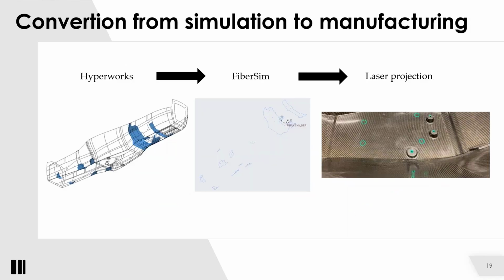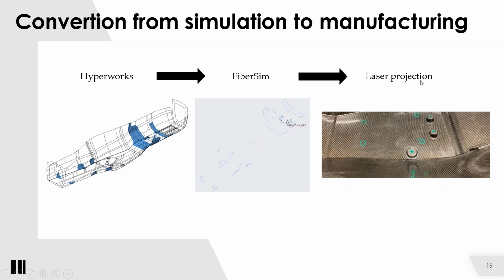After that, we obtain a plywood, which is basically, you can see here the lower half of our monocoque, and where it's colored blue, we need to lay carbon fiber. We do different views for every layer. We export them to FiberSim. By now, there's also this function in HyperWorks itself, where you basically can export it into a DXF file or something similar.